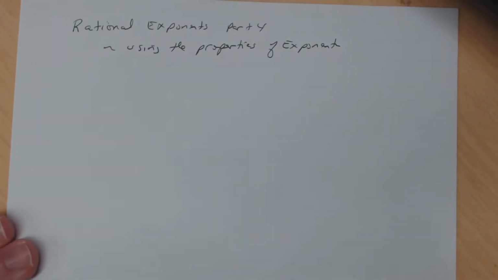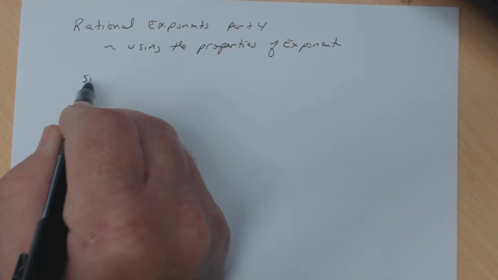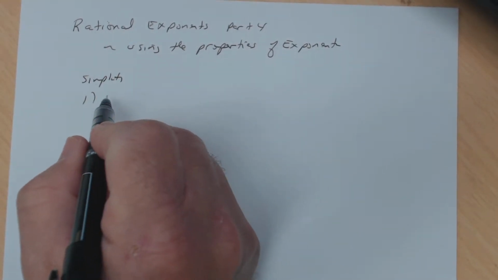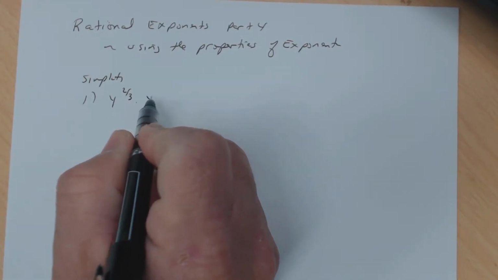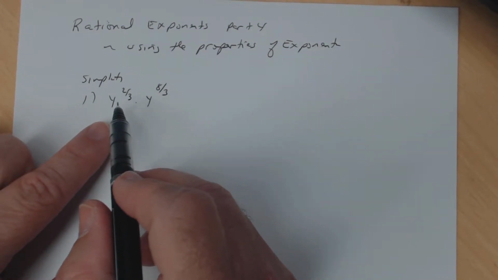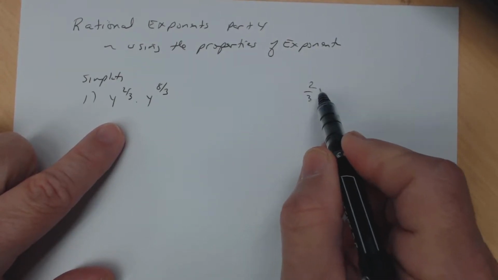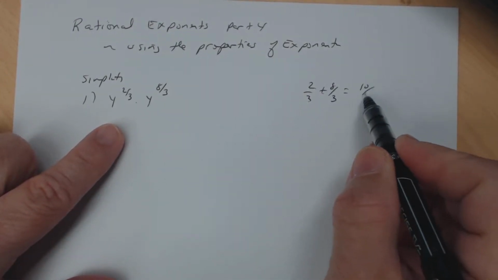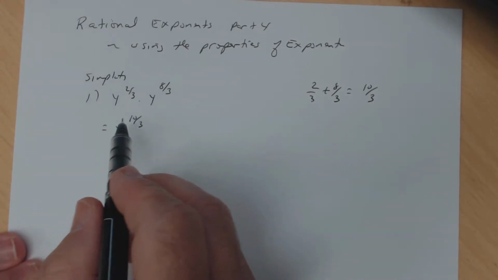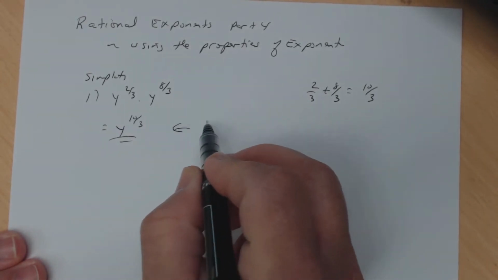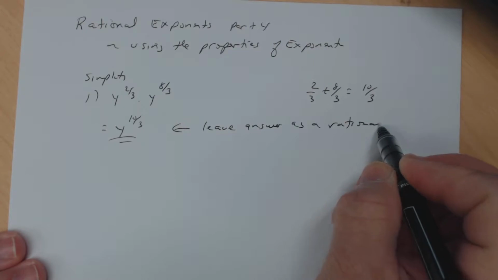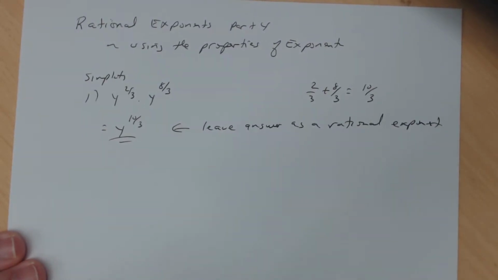Okay, so let's look at this example. I'm going to use the properties to simplify. Number one, let's suppose we had y to the 2/3 times y to the 8/3. Here we're going to use the product rule. When you multiply like bases, you add exponents. So we have to figure out what 2/3 plus 8/3 is. 2/3 plus 8/3 is 10/3, and so you get y to the 10/3. Just leave your answer as a rational exponent. Okay, so there's your answer.